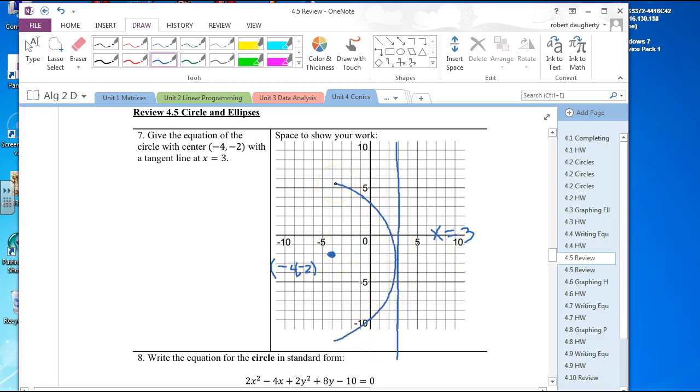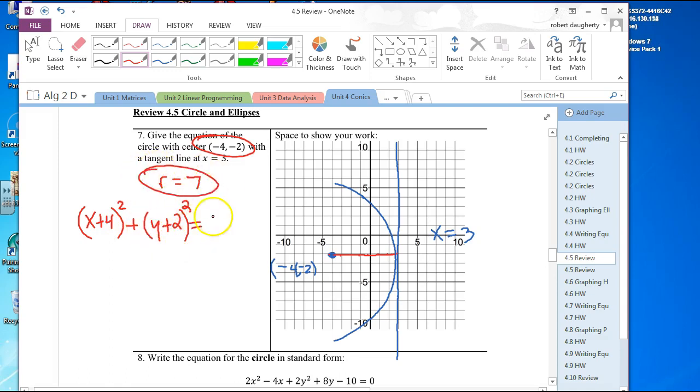So what I need to figure out then is what is the distance from here to here? And you can just count those out. That is 1, 2, 3, 4, 5, 6, 7. So the radius is 7. So use that center, and you know that the equation is (x plus 4) squared plus (y plus 2) squared equals the square of the radius, 49.